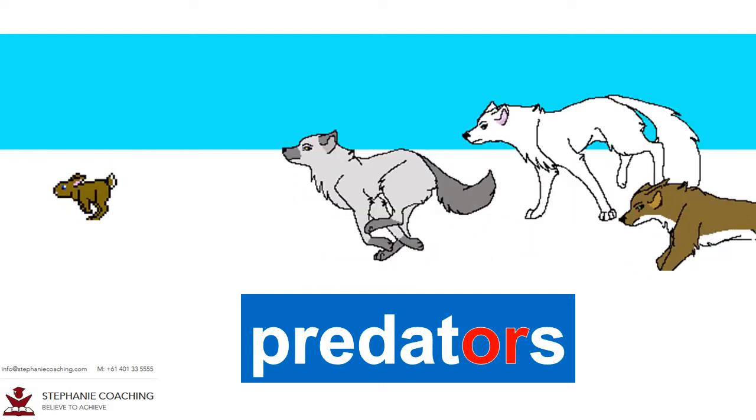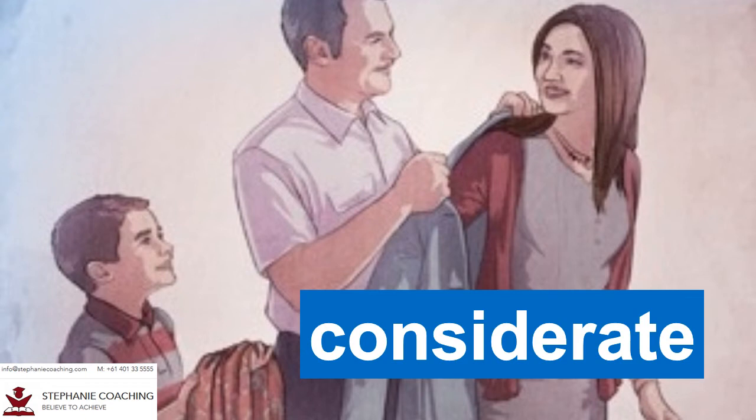Word number 22 is considerate. Another word for considerate is thoughtful. For example, you should all be considerate of your parents after they come home from a long, tiring day.